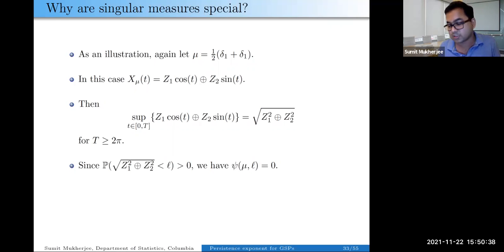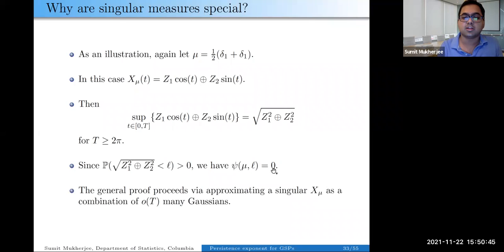And now actually there's no need for special care near 0. You can also do this if you have a point mass at 0. The general proof involves more ideas. It approximates a general singular measure as a combination of small o(t) many Gaussians in the discrete case, and then uses a chaining type argument to go to the continuous case. But in general, if you have small o(t) many Gaussians, you can control the probabilities by estimates which are e to the small o(t), and therefore the small ball exponent should be 0.